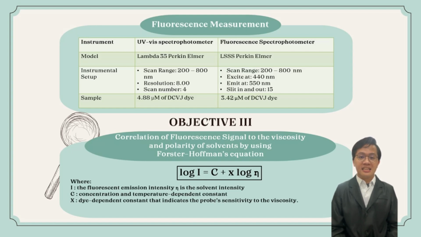The resulting spectra yielded data on the maximum emission wavelength and fluorescent intensity, which are critical for evaluating the fluorescent property of the DCVJ as a fluorescent dye in various solvent environments. These measurements were essential for assessing how different solvents influence the fluorescent behavior of the compounds, thereby contributing to the second objective of the project. For the third objective, the Förster-Hoffmann equation was used to correlate the fluorescent signal to viscosity.